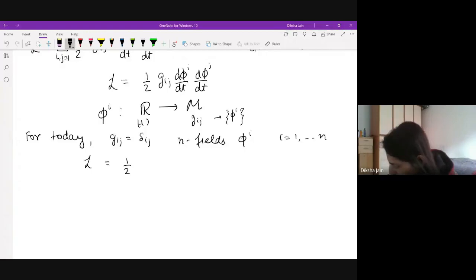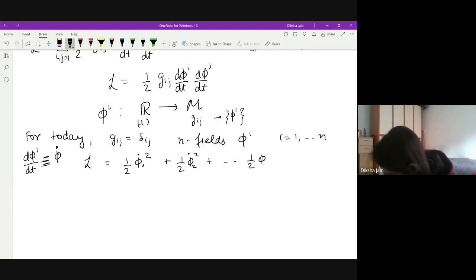I'm writing d phi I by dt as phi dot. This is my notation. So the Lagrangian will be half phi1 dot squared, plus half phi2 dot squared, and so on up to half phi n dot squared, which, using Einstein summation notation, I will write as half phi I dot phi I dot.